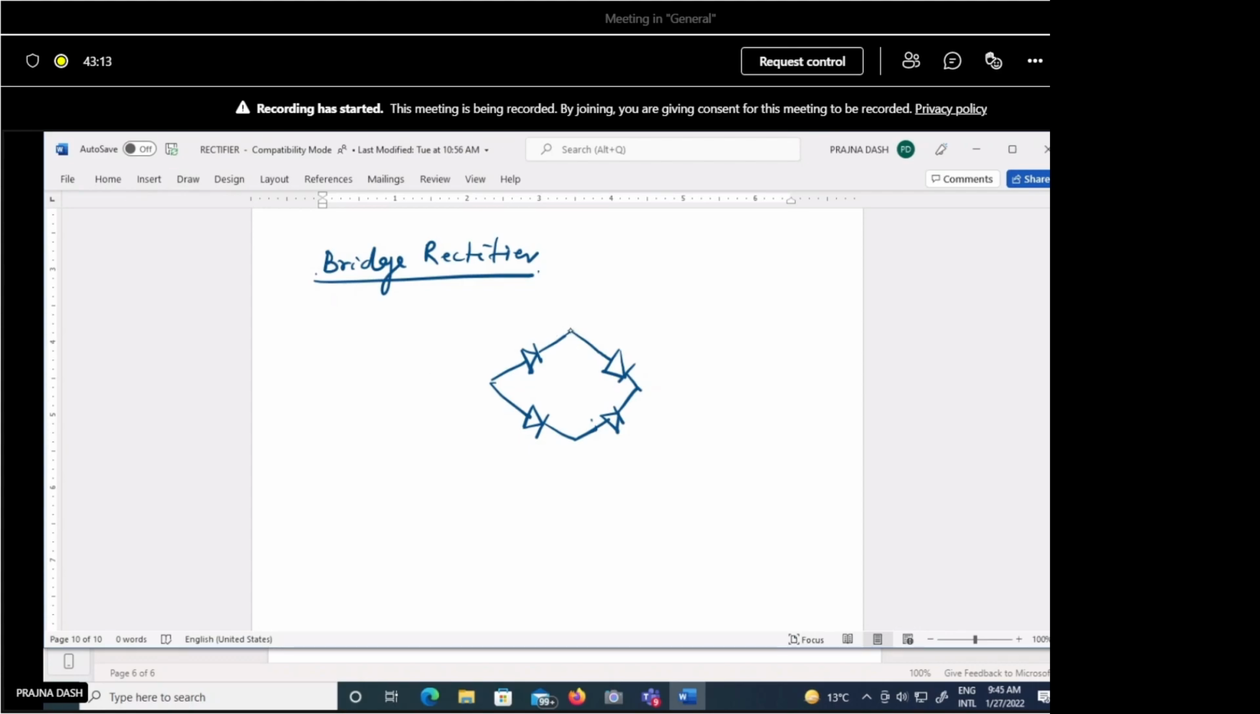And here there are four points, 4 nodes. So the input will be provided through 2 nodes. This is the Vi.